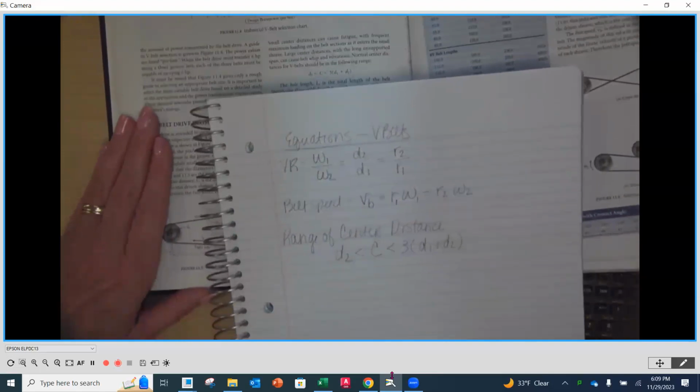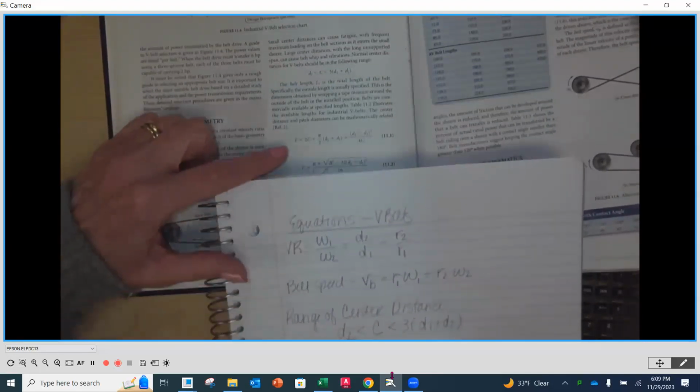We want the center distance to be greater than the diameter of D2, and it's going to be in the middle of that. And then it has to be less than 3 times D1 plus D2. Okay. So we'll figure that out in just a second. We're going to write the rest of these here so that we have them handy.